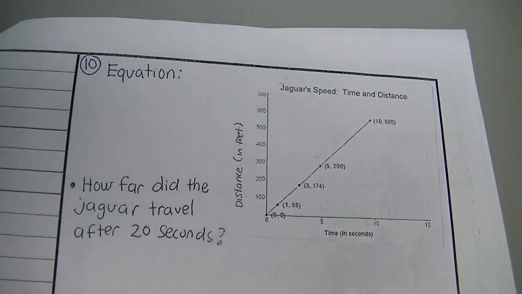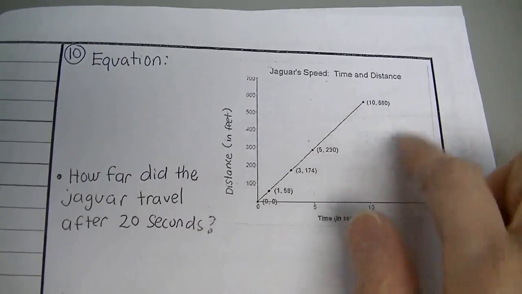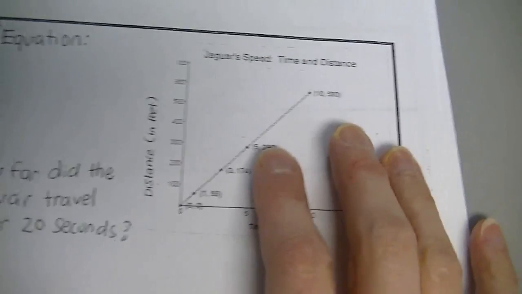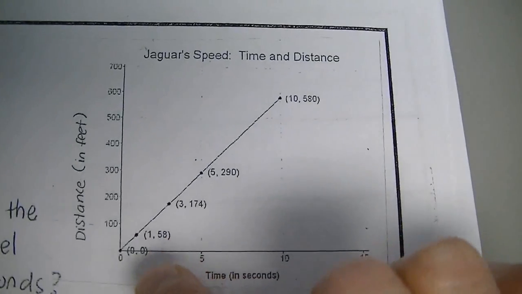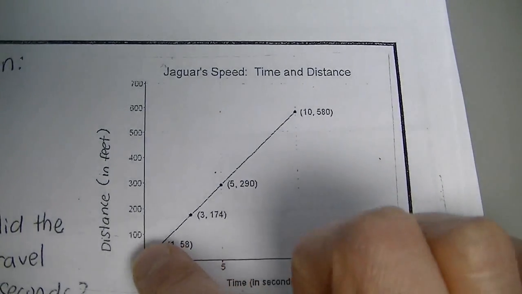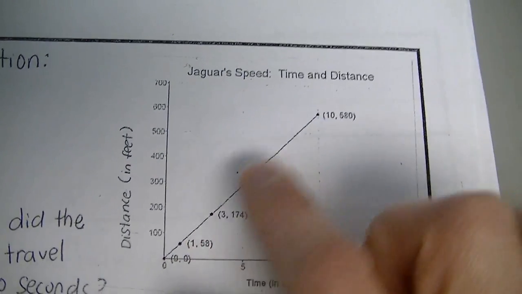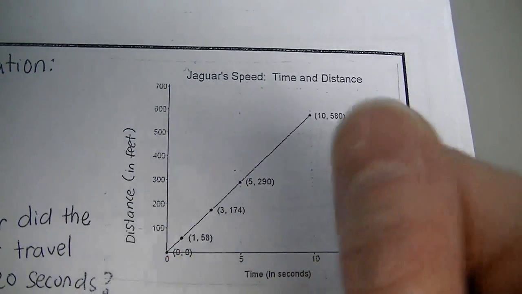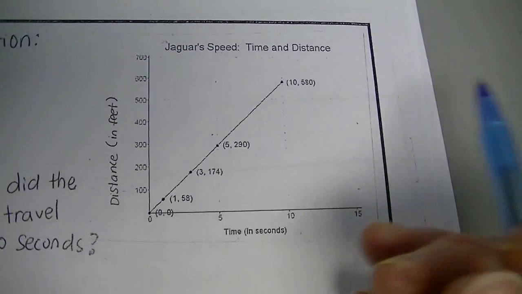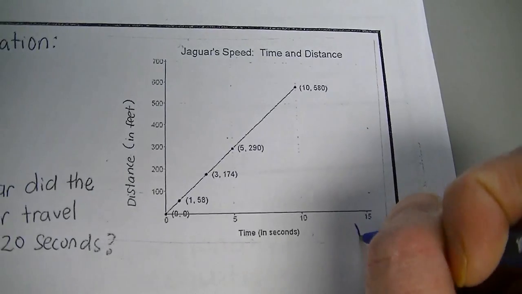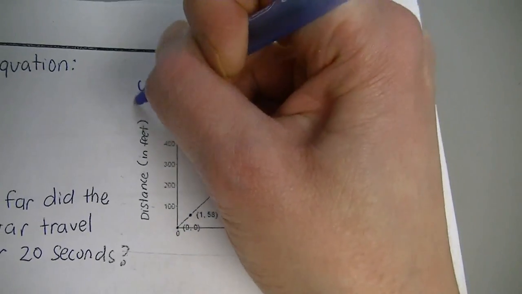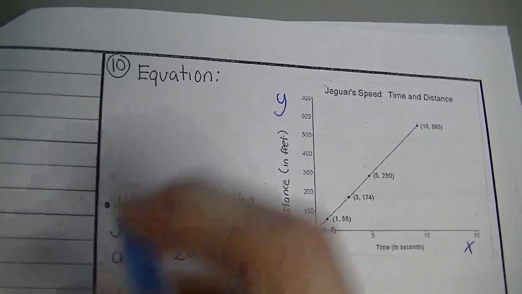All right, number 10 wants us to write an equation based on this graph right here. So I'm going to go ahead and look at the graph, and is it proportional? Yes, because it's linear, it forms a straight line and it passes through the origin. So therefore, this is a proportional graph. I see that the x and the y-axis aren't labeled yet, so I'm going to go ahead and label them right now.